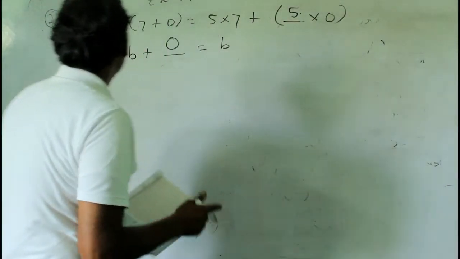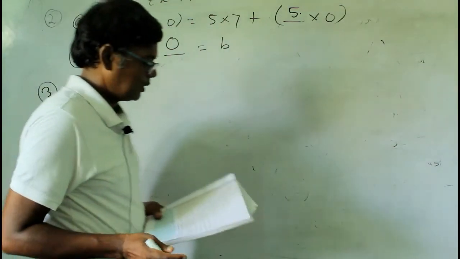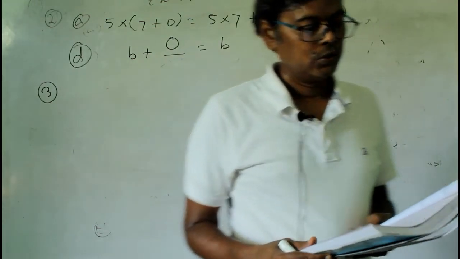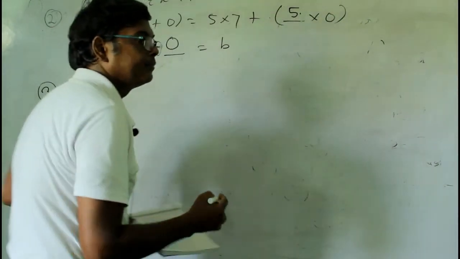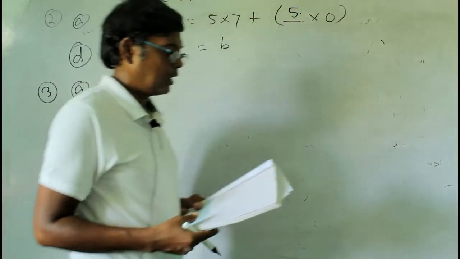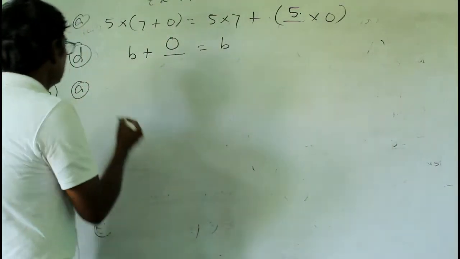Now question number 3. Use an appropriate property to compute each of the following. So question number A: use an appropriate property to compute 95 into 102.